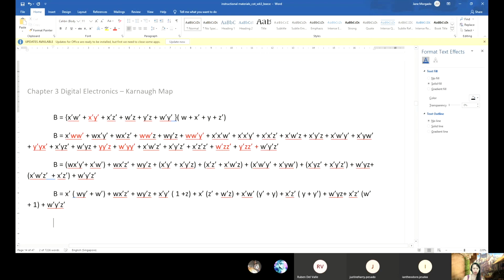Then next, we have b is equal to, so we have anong value nito? W prime plus wy prime. W prime plus y prime po. So, x plus x prime y is x plus y. So, it becomes x prime. W prime plus y prime. Tama ba? Okay, copy.